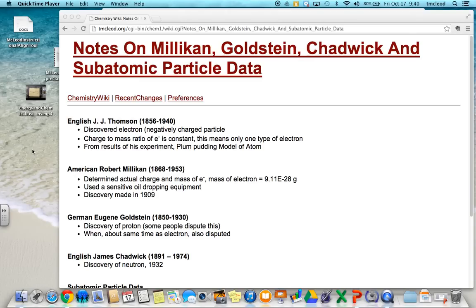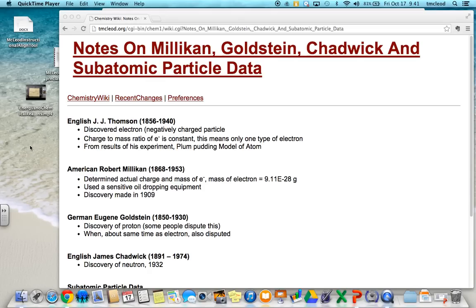So the next person I wanted to quickly talk about is a guy named McLeod, and as you can see, he actually figured out the actual mass and charge of an electron from knowledge of J.J. Thomson's ratio, and he did it by using sensitive oil drop equipment, which if you want to look, you can go online or YouTube and find a video on it.